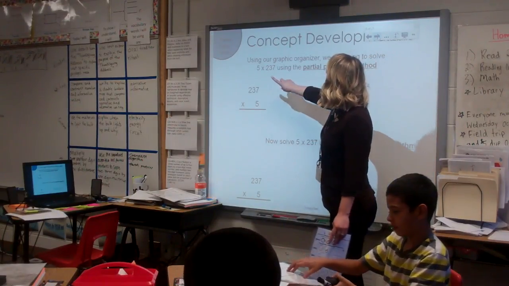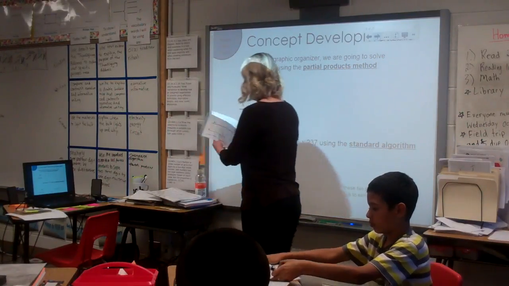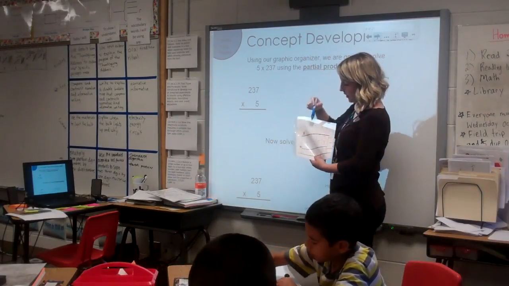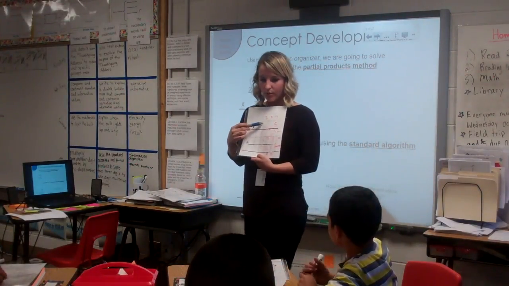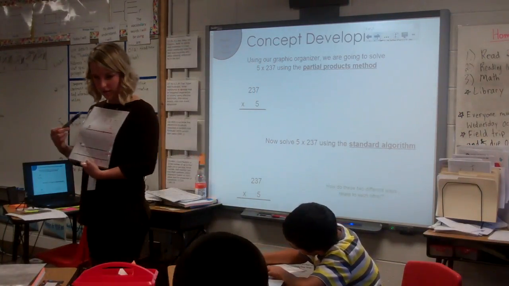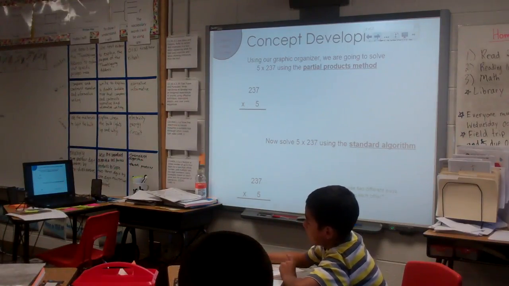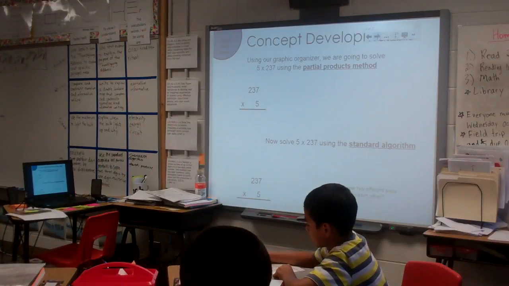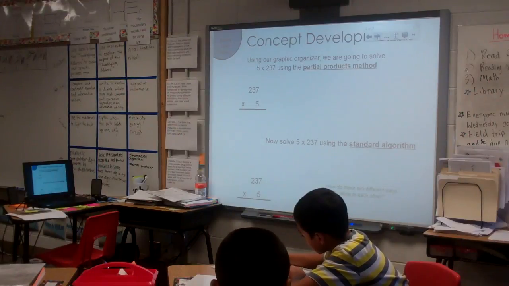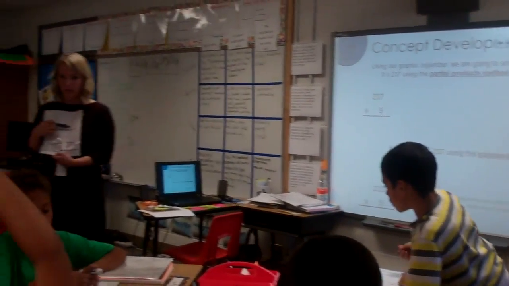Alright. So now we're going to use the partial products method like we did earlier. So, when you have your, I know it's kind of hard to see, but put your 237 in the hundreds, tens, and ones. And then we put our 5 in the ones place, right?